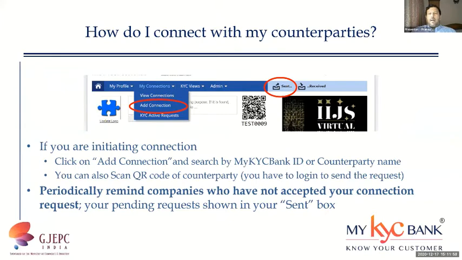So very simple, the platform is designed like a social network platform. Think about a LinkedIn or a Facebook, but with a curated portion to it. So all you have to do is say add connection. You can enter the code of your counterparty, or you can search by the name, or you can even scan the QR code of the counterparty. Either of these. So if you have a phone and you scan the QR code, it will take you to a login screen. You log in, and the connection will be sent. Once this is done, the connection will appear in your sent box, just like any other social network platform.